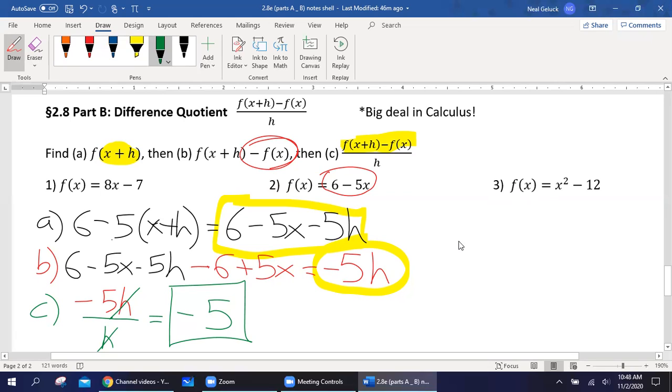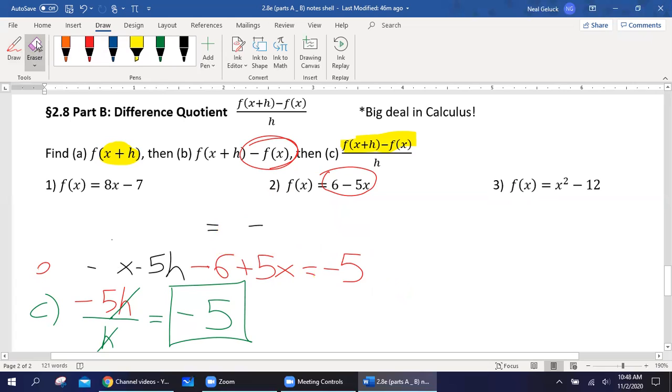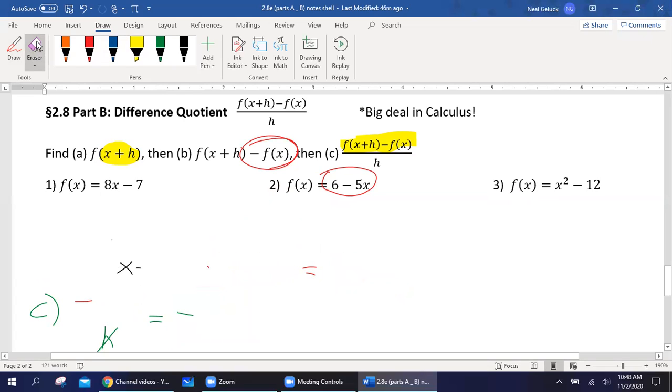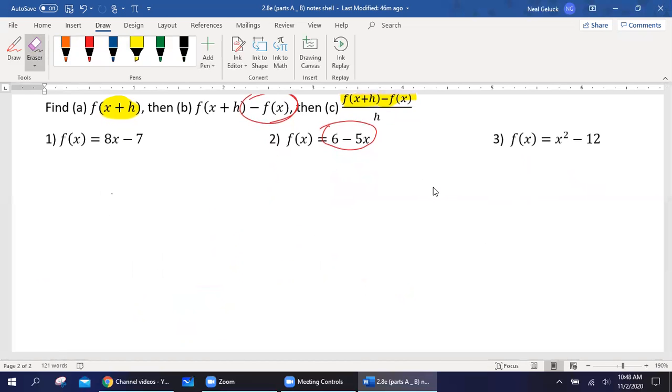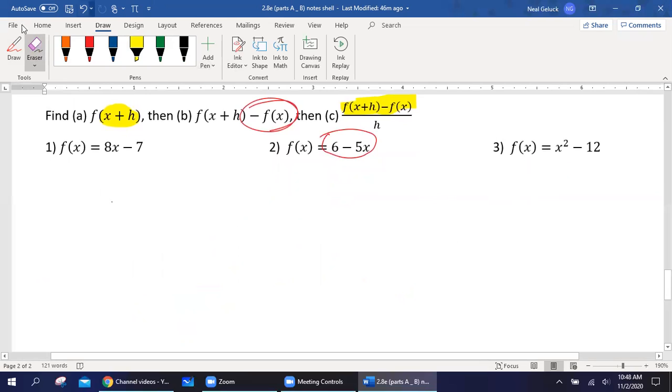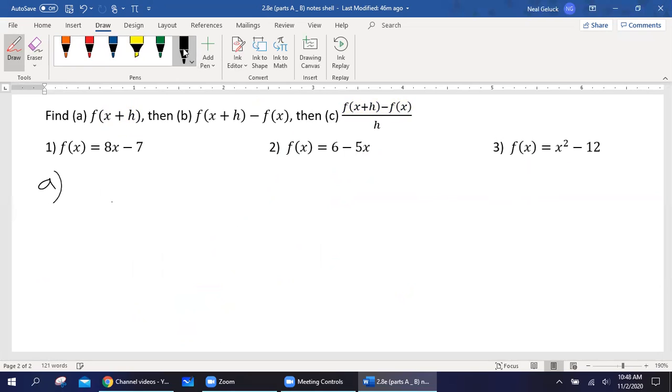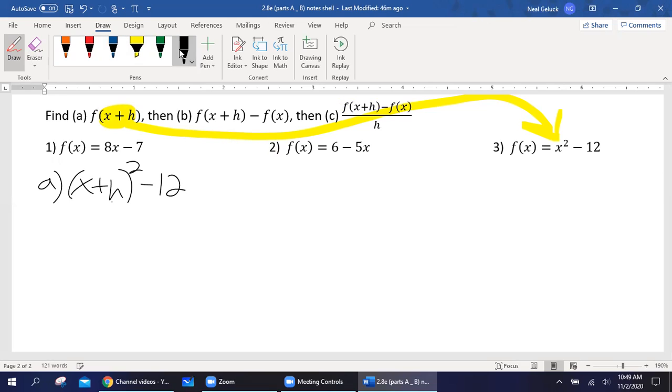For number 3, now things are going to get a little trickier. So again, I'm going to go through these steps. Part A is plug in x plus h for x. So this is going to be x plus h squared and then minus 12. Okay, there's definitely going to be more work to do here.